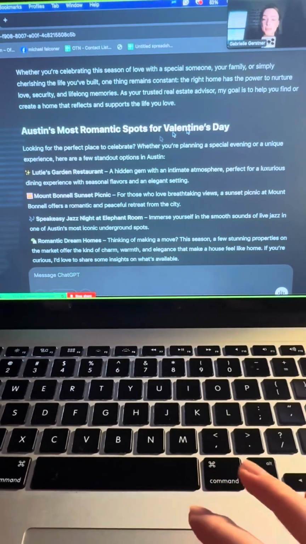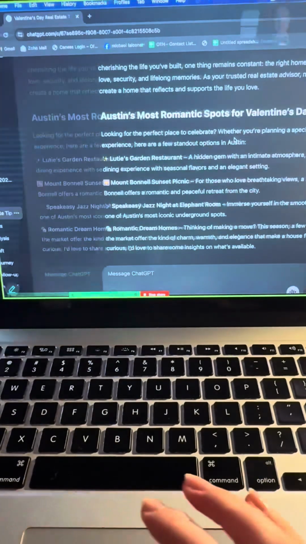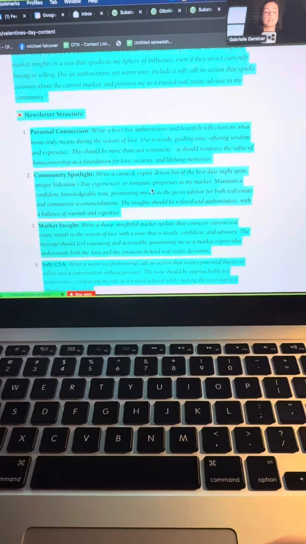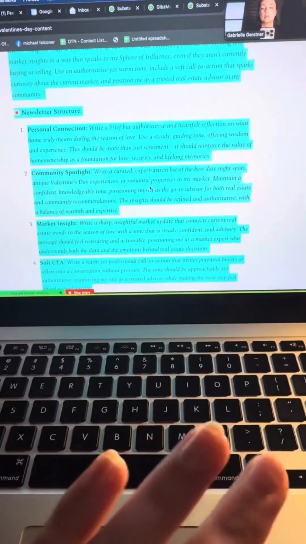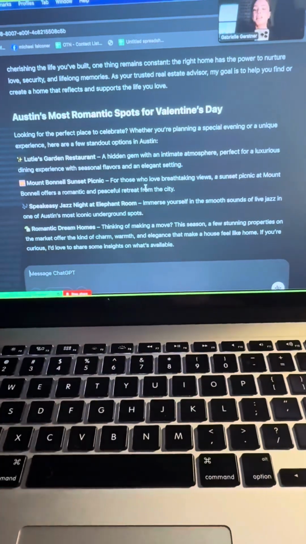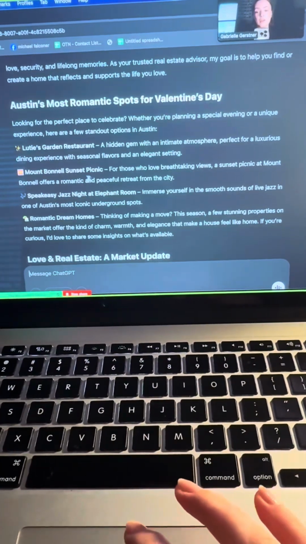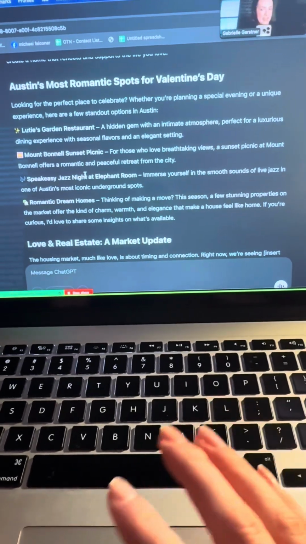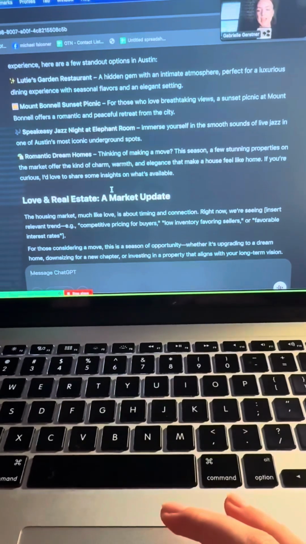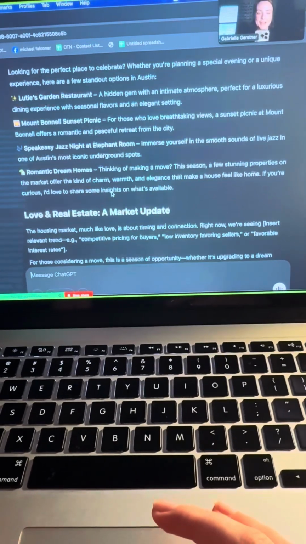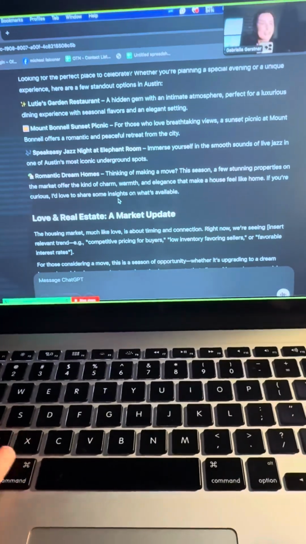Austin's most romantic spots for Valentine's Day. So that was part of the segments that we're going to have. We're going to do the community spotlight. And so it's going to give the list of the best date nights or unique Valentine's Day experiences that people can do in the market. So then it gives me a list of restaurants, and it gives me a spot like a sunset picnic. It gives me a speakeasy jazz night and a romantic dream home. Love that they just threw that in at the end there, don't ya? Because that's good for sales.